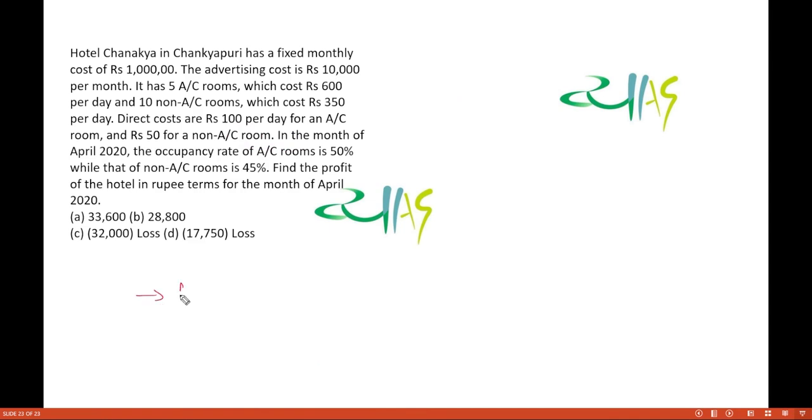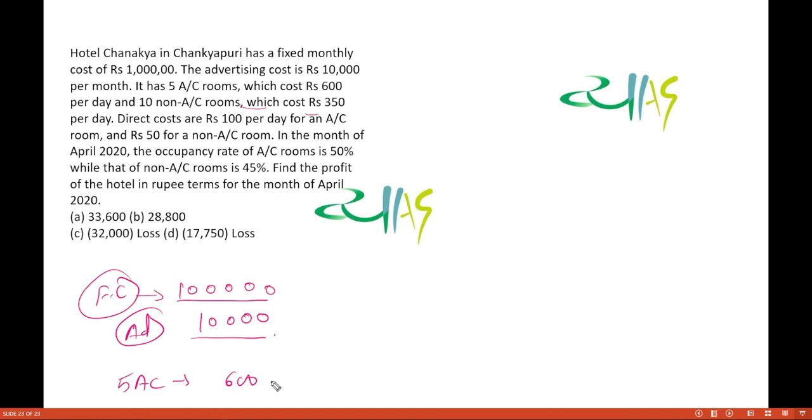Okay, so how much cost are we having? 1 lakh rupees we are having as this fixed cost. 10,000 rupees we are having as this advertisement cost. And for 5 AC rooms we are having some direct cost. So what is the direct cost? 100 rupees per day. So this 100 rupee cost is for an AC room, but the occupancy is half, so half, and for 30 days. So how much cost do you have? 7500 for AC rooms. For 10 non-AC rooms, how much is the cost? 10 into 50 into 45 by 100 into 30, because it is a per day cost. So this 0 will get cancelled, this 0 will get cancelled.